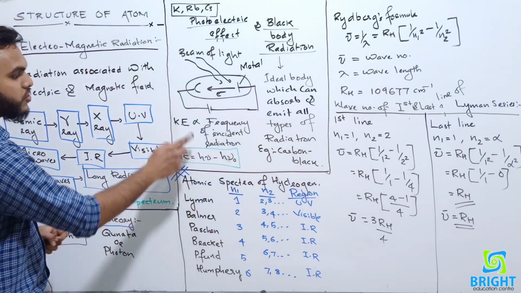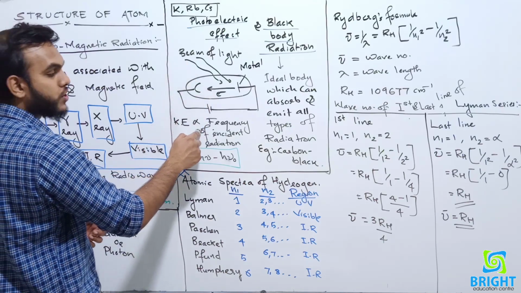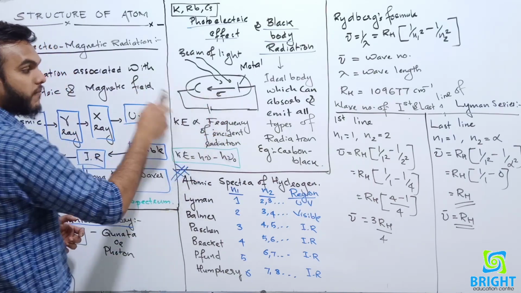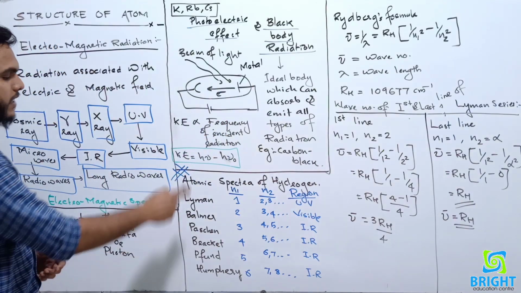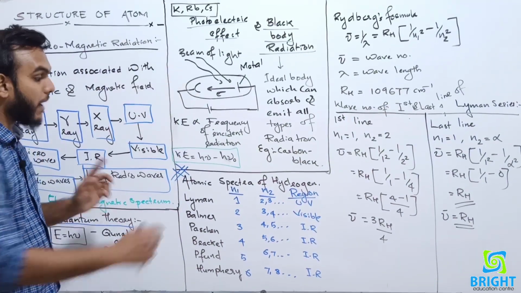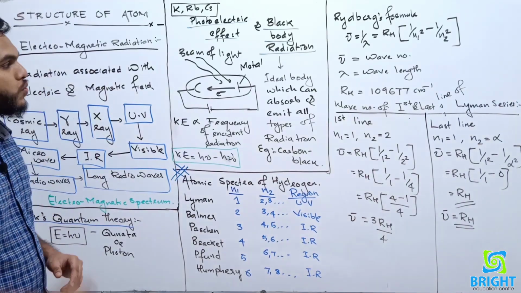The kinetic energy of the ejected electrons is directly proportional to the frequency of the incident radiation. So we can write that kinetic energy is equal to the energy of the incident light minus the threshold energy, that is h nu minus h nu zero.